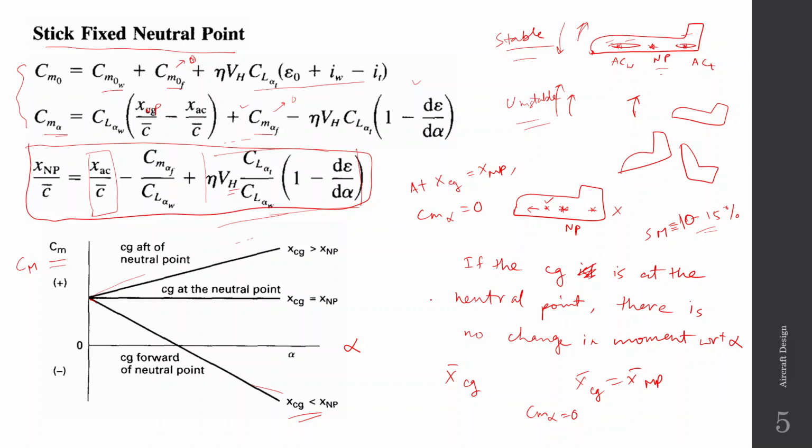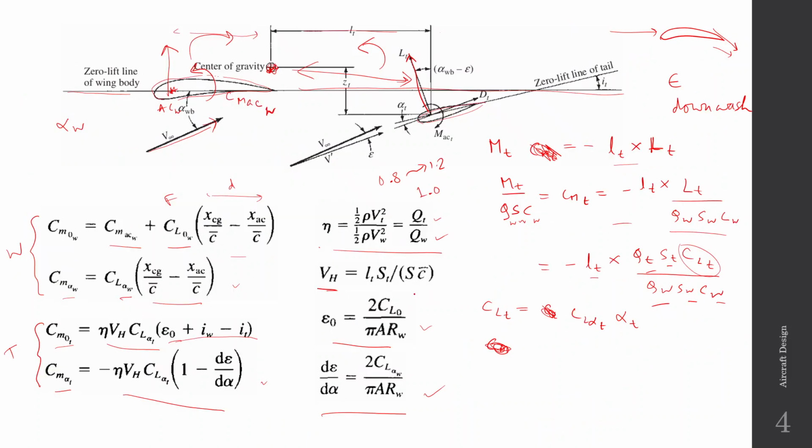All these equations and graphs I have taken from Nelson's book. I think it is Flight Stability and Automatic Control. I think this is the book's name. So I have taken these equations and graphs from that book.